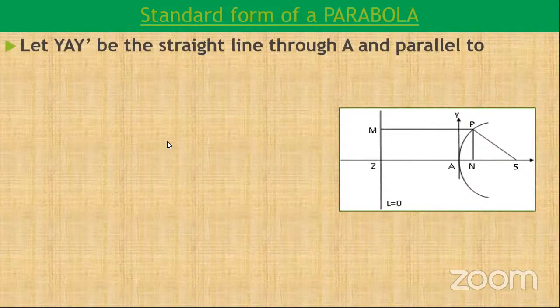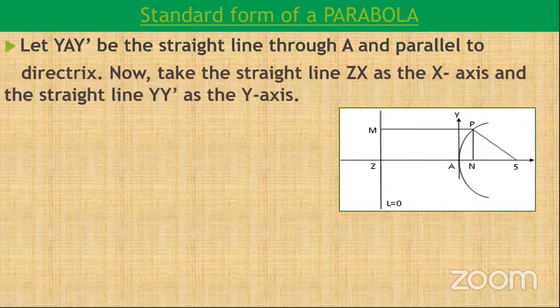Now, let YAY' be the straight line through A parallel to the directrix. So this is the line drawn, children, YAY'. Now we are constructing a line. How is this line, children? Is it parallel to the directrix? Yes. And we are taking this as our y-axis. And take the straight line ZX as the x-axis, and the line YY' as the y-axis. Now let us take ZS.